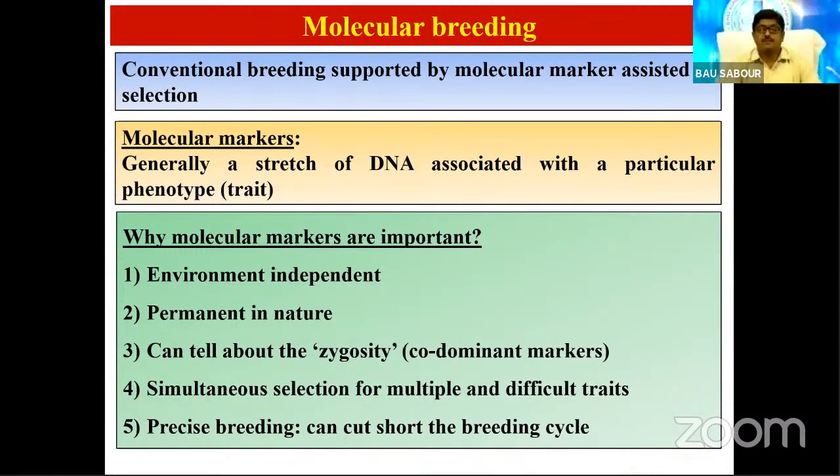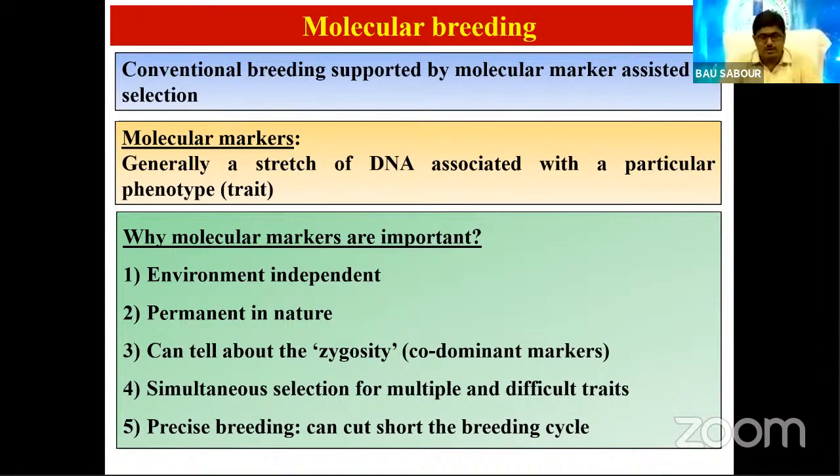And the fifth one that is very important is precise breeding. It can cut short the breeding cycle. As I have already mentioned, precise breeding means molecular markers influence the perfection of the breeders' selection. Sometimes students get confused about why we are focusing on molecular markers for traits which are very easily visible, and still going for a marker test or something like that. This actually gives us the precision of selection.